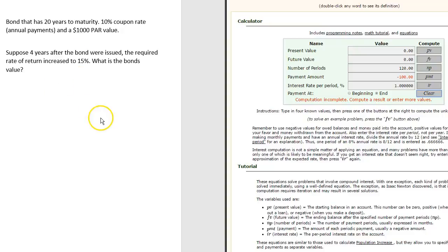Well, let's see if that is absolutely true. Let's take a look here. We're going to go back to our old buddy calculator. So far, I'm really liking this calculator. It's taking care of everything that we need. Again, these are the default values in here. Present value, that's what we need to calculate. The future value, we know that's going to stay at par, which is 1,000. Number of periods, that's the number of periods left, and we've got 16. Payment is still going to stay at 100.